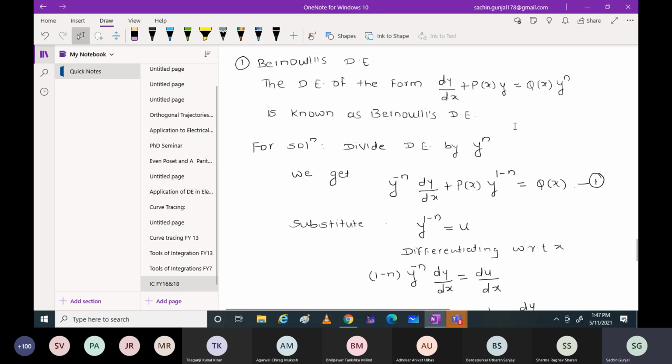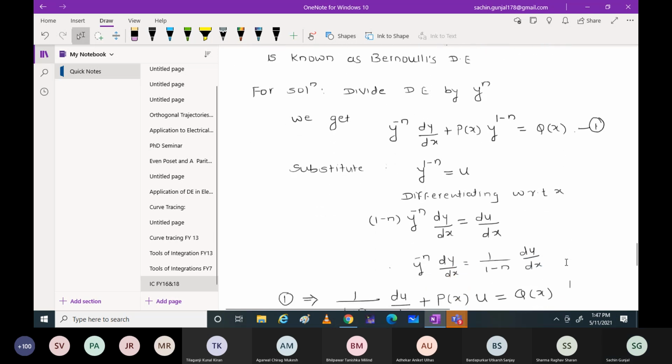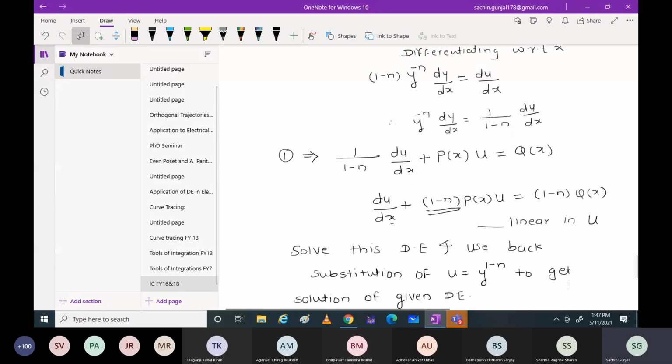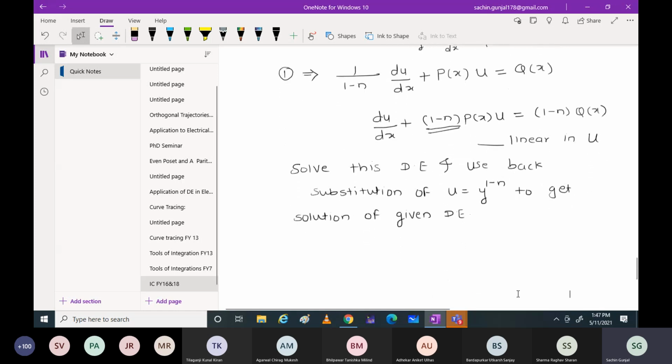Can you tell me, someone? Sir, instead of y, we'll just put x. Yeah. Correct. So divide by x raised to n, then differentiate with respect to y. These are the changes that will occur. And you will have du by dy. Okay. So let us do one example so that it will be more clear.